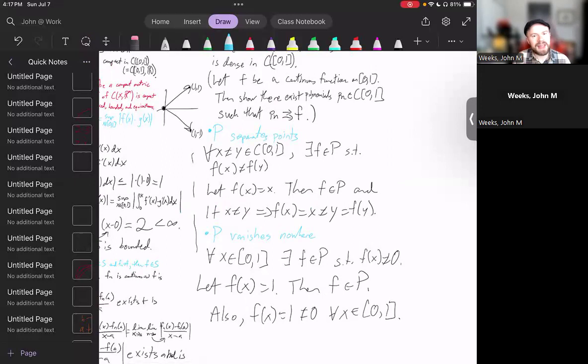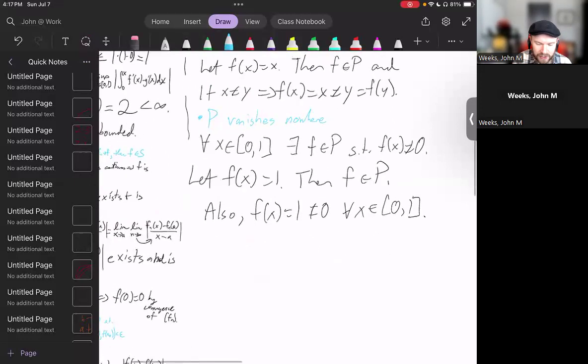One of the most important things, and maybe the newest thing for us, is that we also finally want to show that P is an algebra.